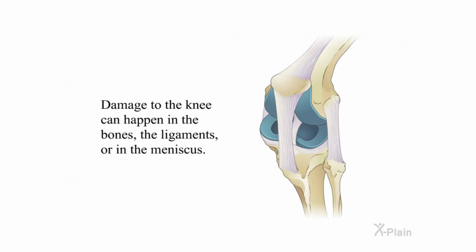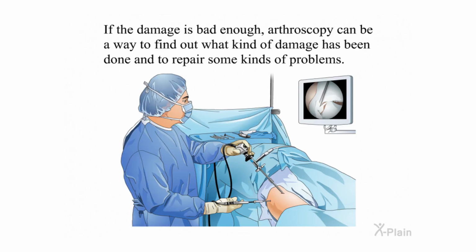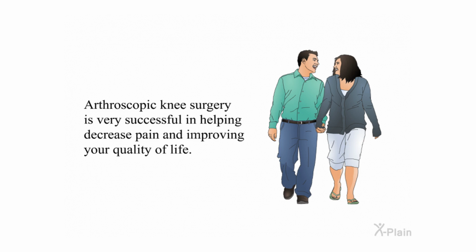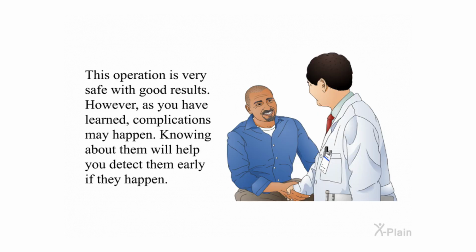Summary. Damage to the knee can happen in the bones, the ligaments, or in the meniscus. If the damage is bad enough, arthroscopy can be a way to find out what kind of damage has been done and to repair some kinds of problems. Arthroscopic knee surgery is very successful in helping decrease pain and improving your quality of life. This operation is very safe with good results. However, as you have learned, complications may happen. Knowing about them will help you detect them early if they happen.